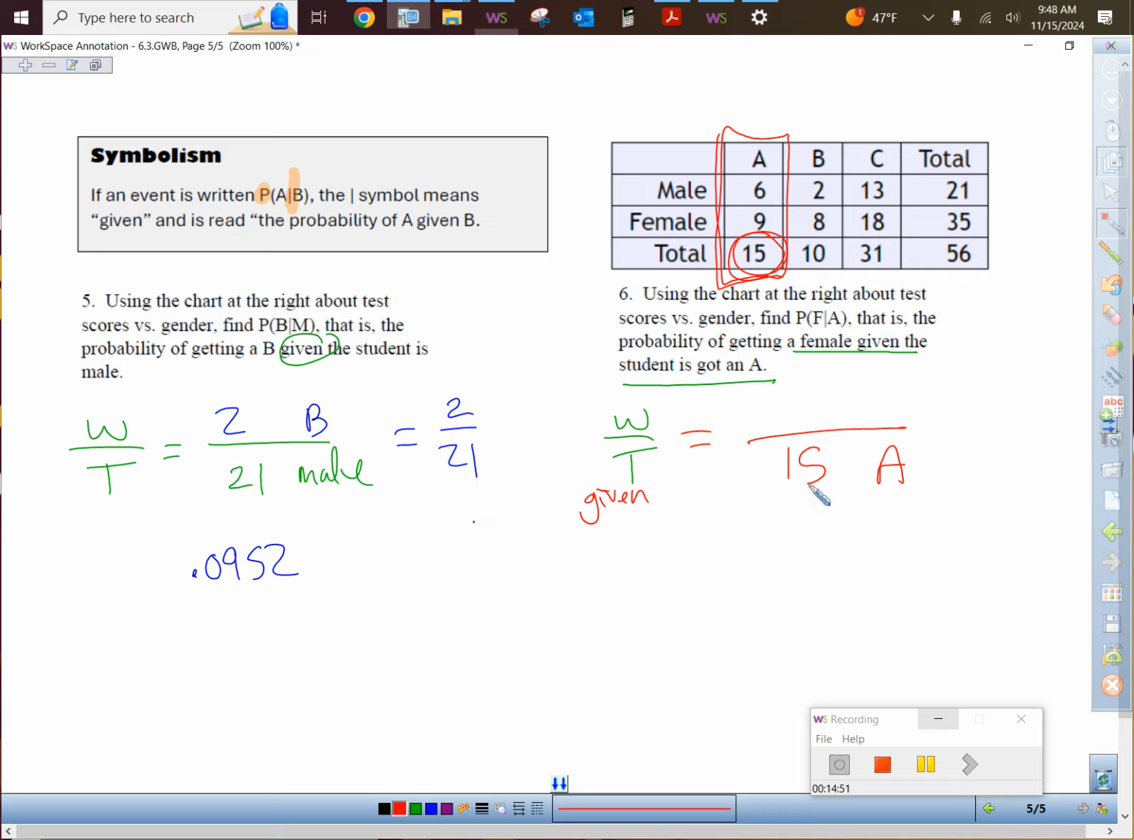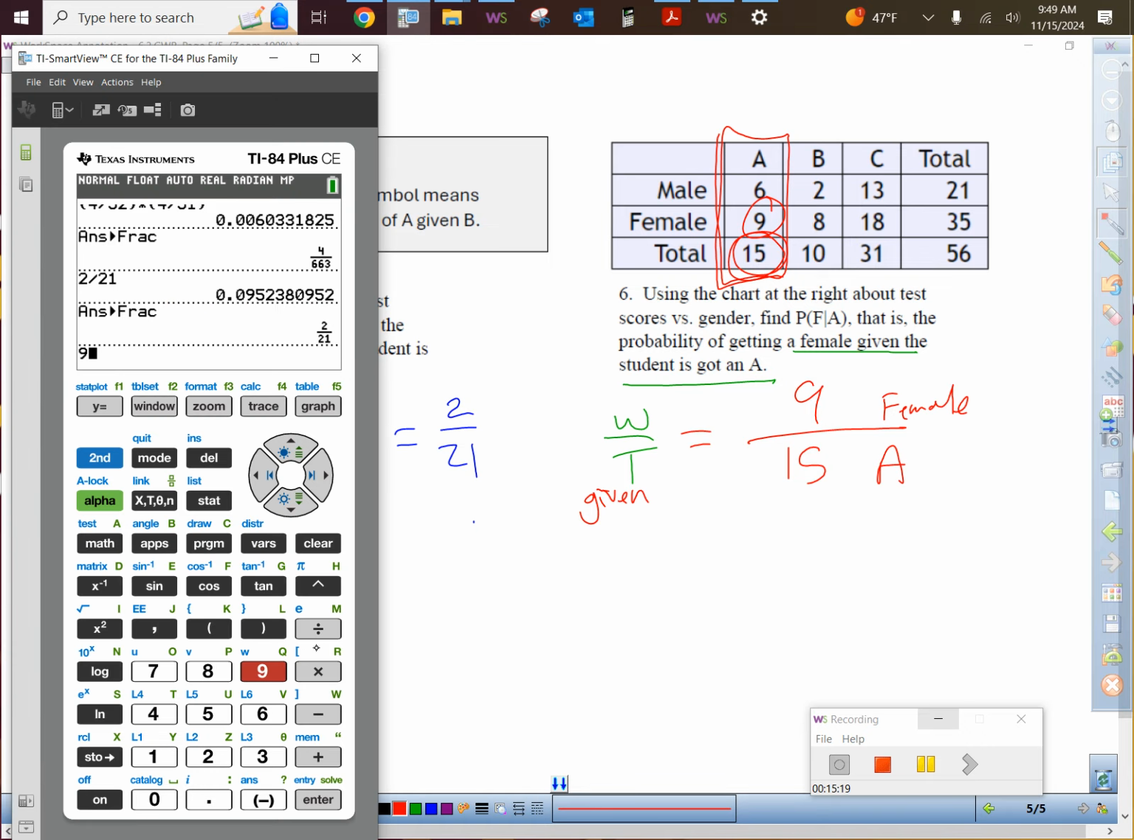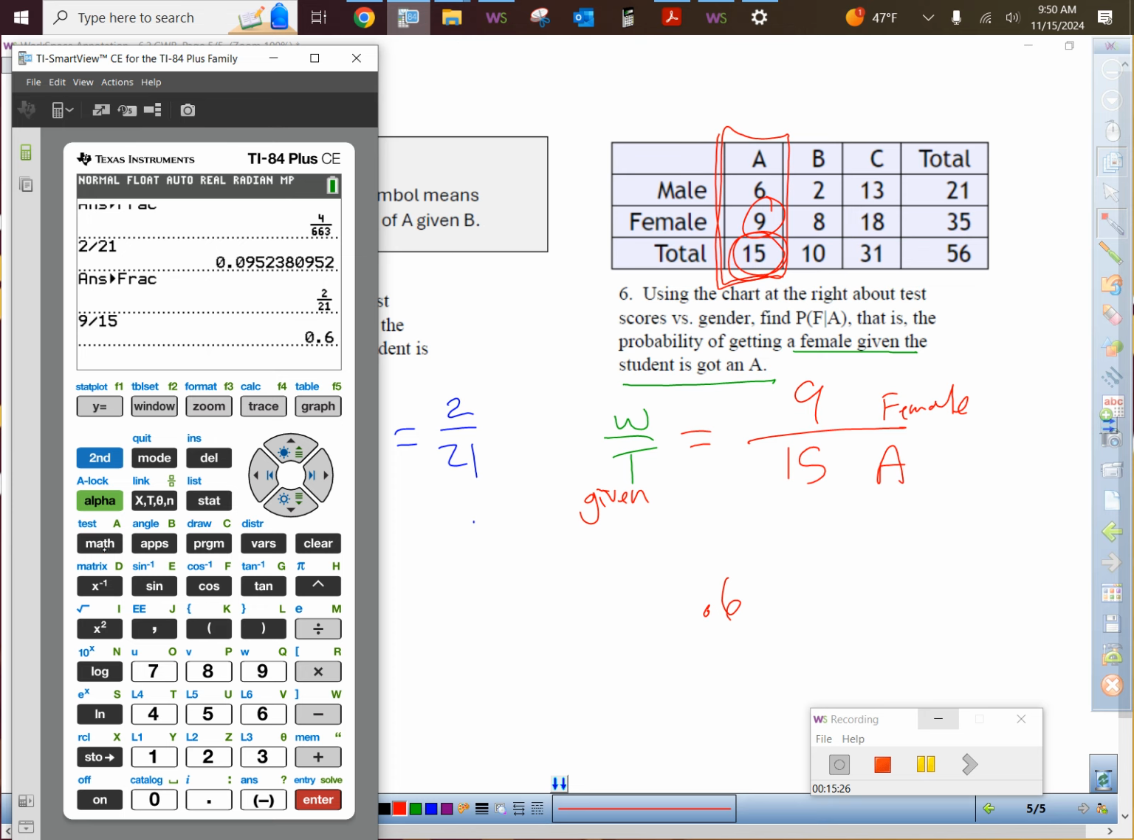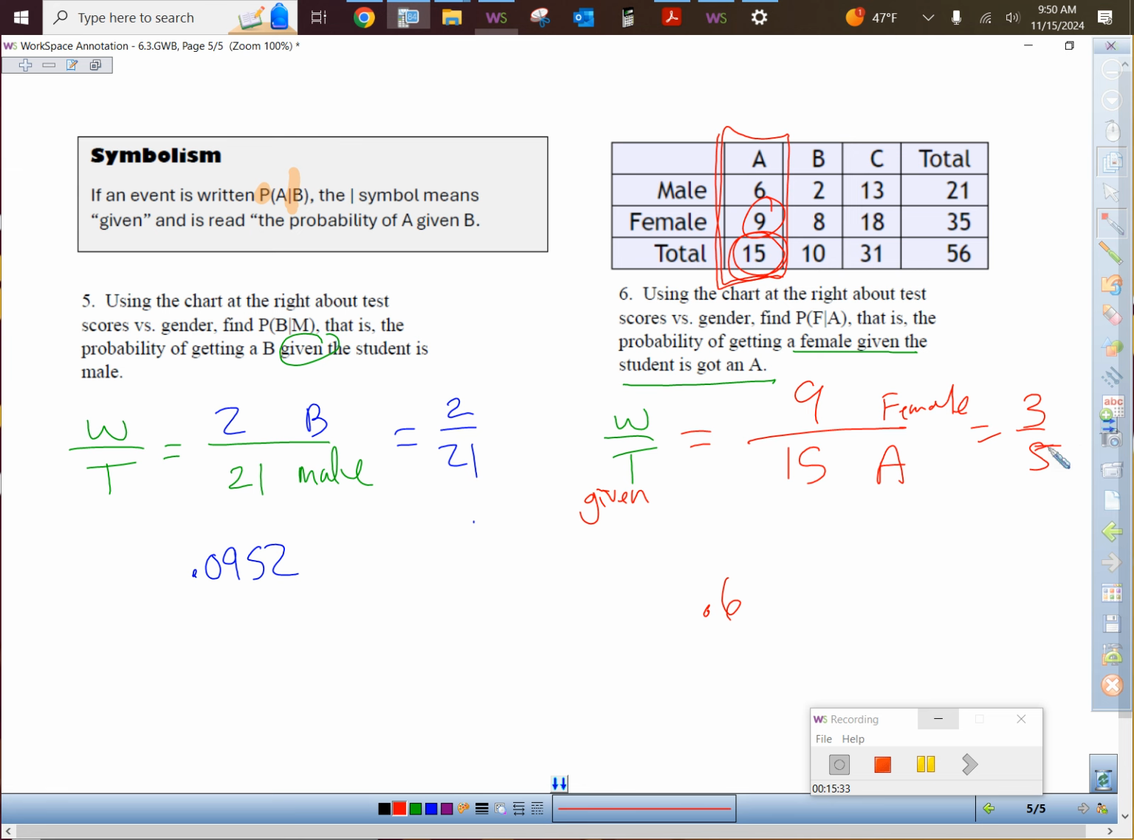So they say, what's the chance that that person is a female? So I want a female up top. But they had to have gotten an A first. That's the only people that were put in the bucket. Everybody who got an A is in the bucket. There's 15 names in there. How many of them are female names? 9. Right? So 9 out of 15, which we will punch in, which is 0.6. So there's a 60% chance of that. And if you hit math enter, that will reduce the fraction to 3/5 if they wanted it as a fraction. Cool? That is lesson 6.3.